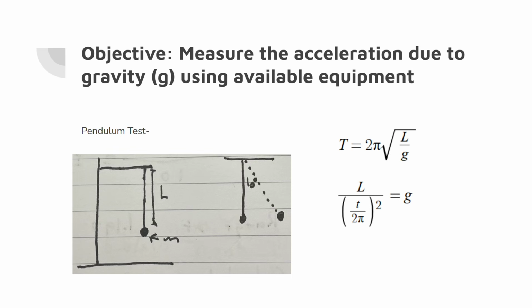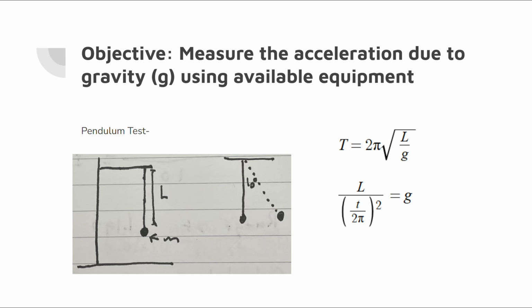Next, let's get into the objective of this lab, which was to measure the acceleration of gravity, or g, using the equipment available to us. We decided on using a pendulum test, a simple way to measure this acceleration. This test is built around the idea that when the amplitude of the oscillation is small, or less than 10 degrees, the oscillations are harmonic, giving more reliable data.